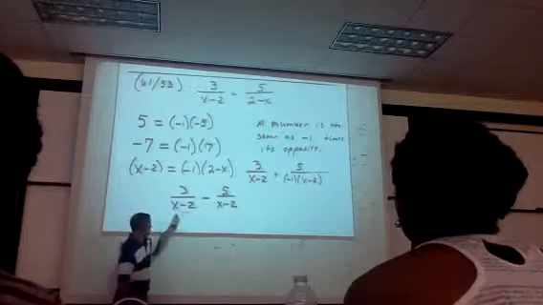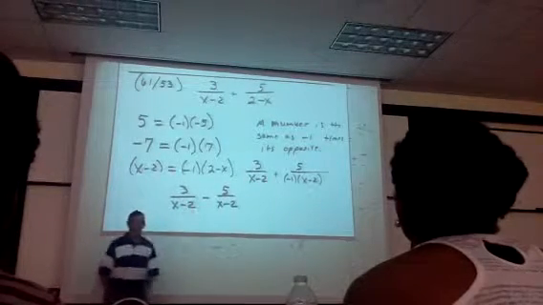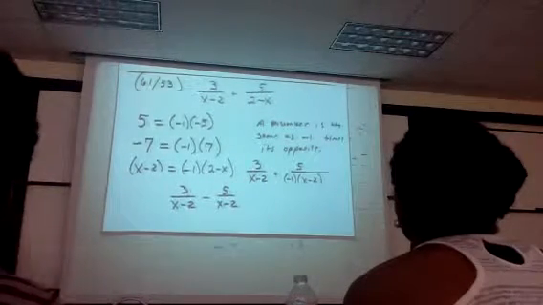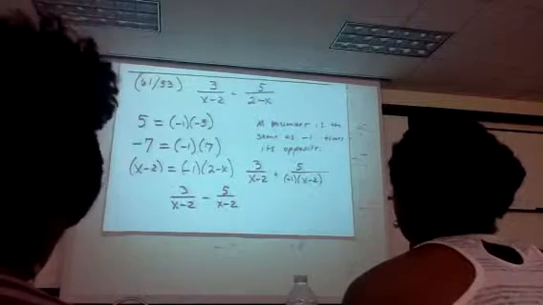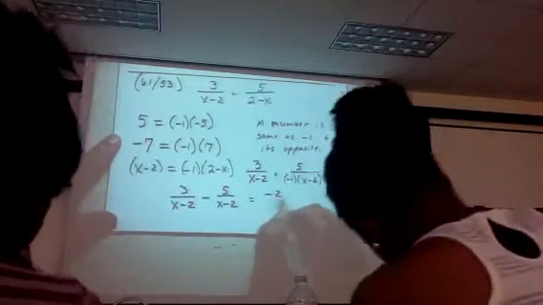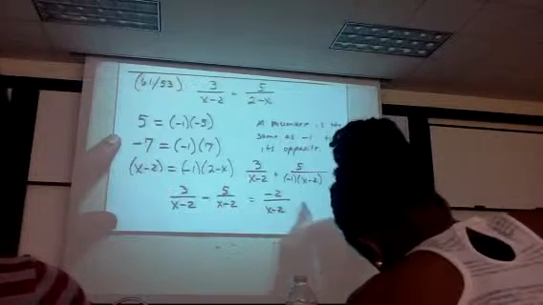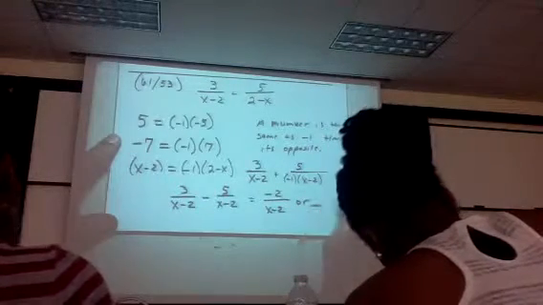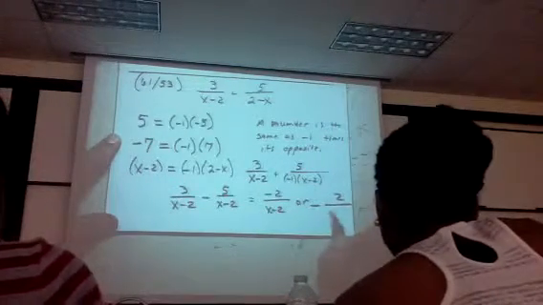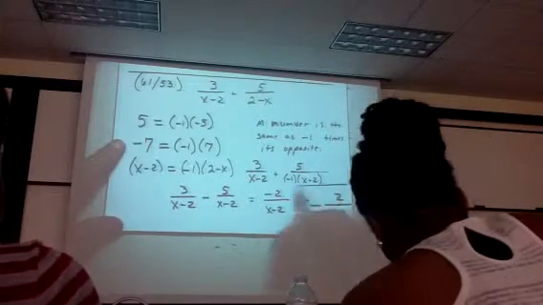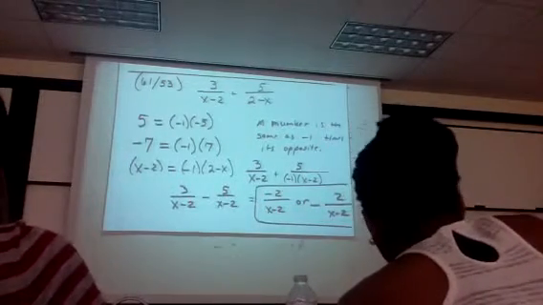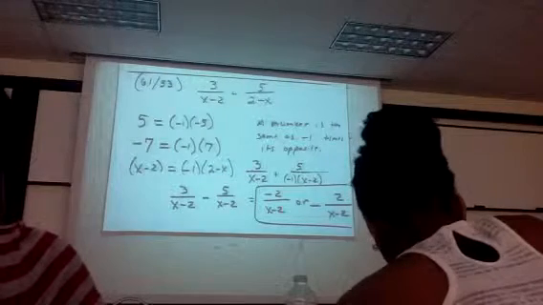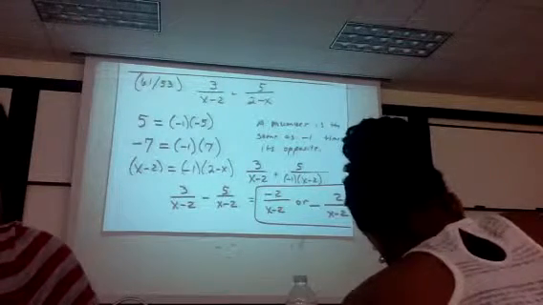Now, doesn't that look simple? I have the same denominator, 3 minus 5. I can do that in my head. 3 minus 5 is -2. So I get -2 over x minus 2. So I've got the same denominator, combine your numerator.